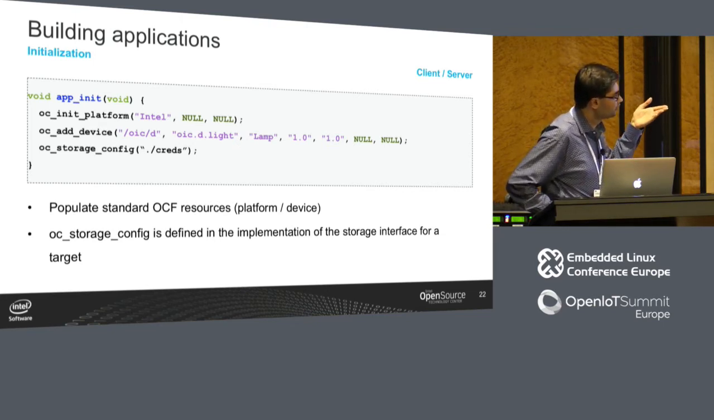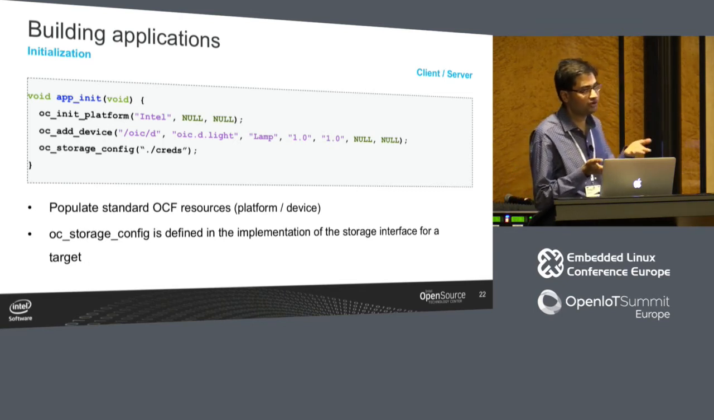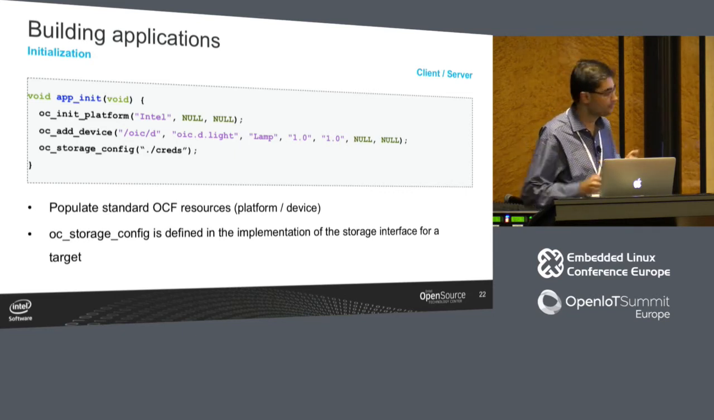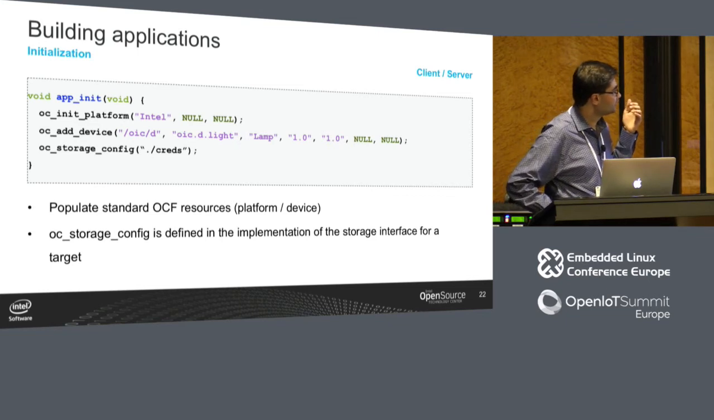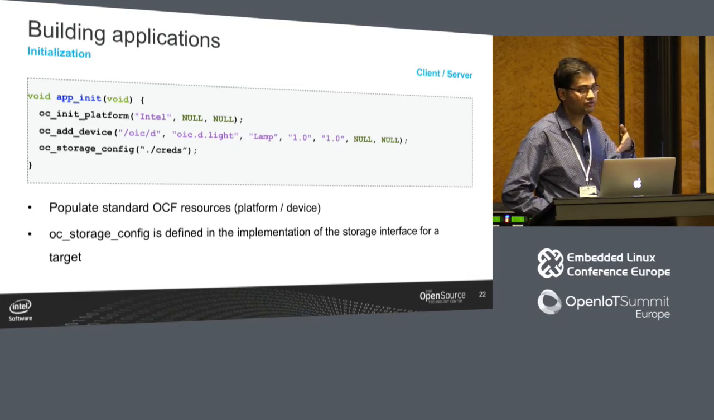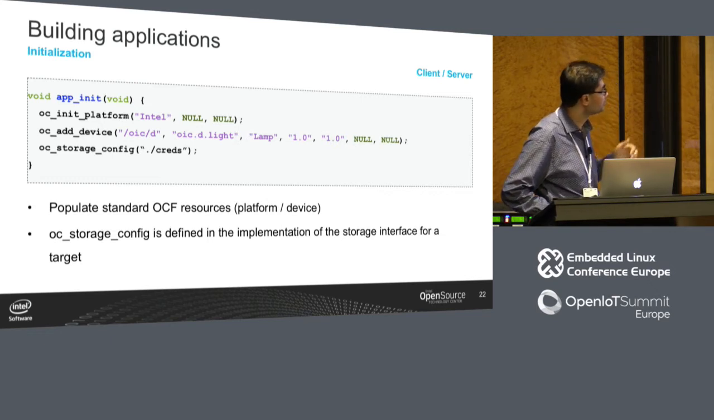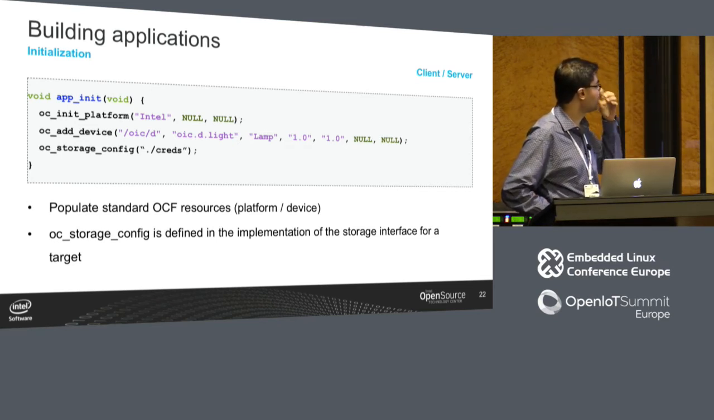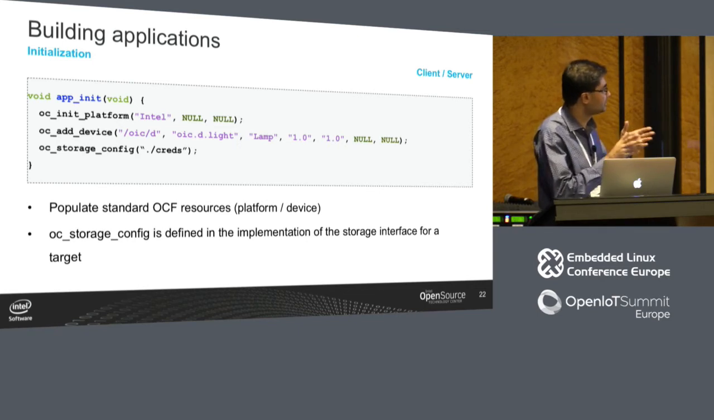So the OCF and IoTivity constraint requires some form of persistent storage to load and store credential and access control information. The framework accesses persistent storage via the storage interface, which is one of the four abstract interfaces. OC storage config is part of the storage interface and takes a particular parameter, which might be some sort of a reference to some area of storage.